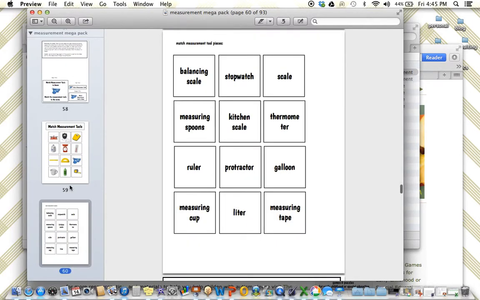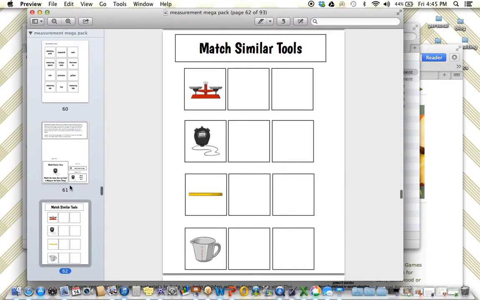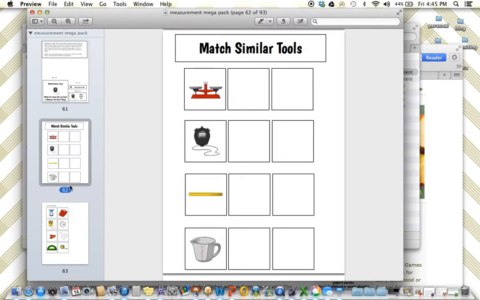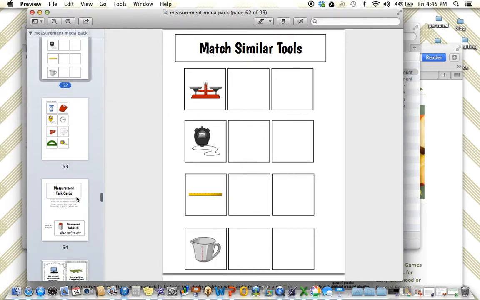This is matching measurement tools to name. And this is matching similar tools. So working on that non-identical matching. So putting scales together, putting timers together, putting things that measure volume together. So again, a little bit trickier.